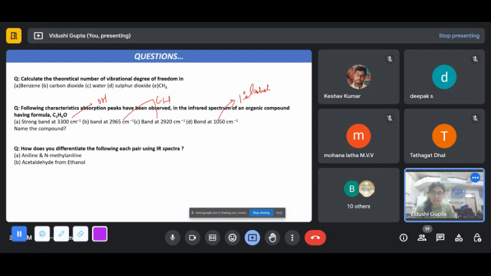Now you know that the formula is C2H6O, and it has one OH, and that OH is a primary alcohol, and you have CH also. So what will be the compound? Ethanol. Okay.